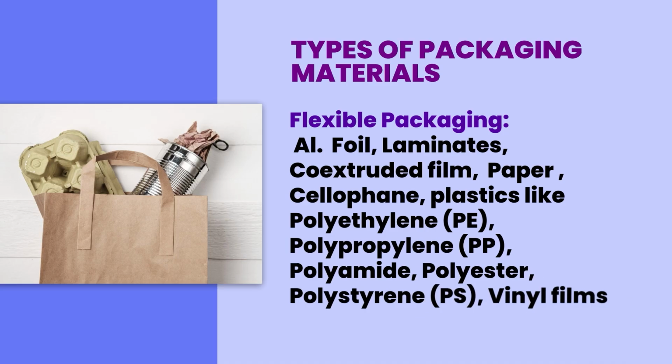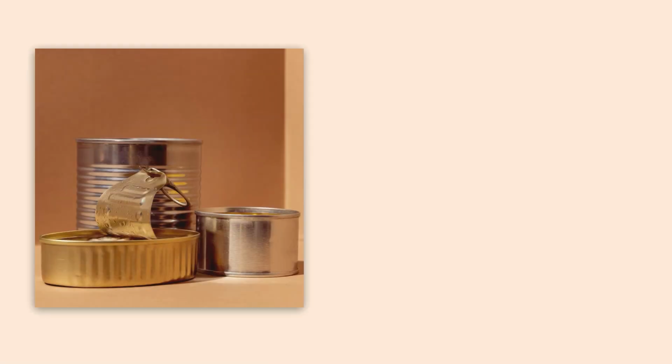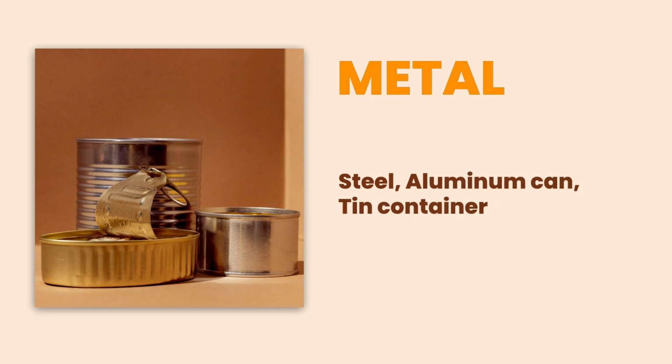Flexible packaging, you can have examples like the aluminum foil, laminates, co-extruded film, paper, cellophane, plastics like polyethylene, polypropylene, polyamide, polyester, polystyrene, etc. Now we'll explain one by one. So let's start with the metal. Metal, mainly the steel, aluminum and tin containers are used for food packaging. So when we used aluminum as foil, that comes under the flexible packaging that I will discuss later on.